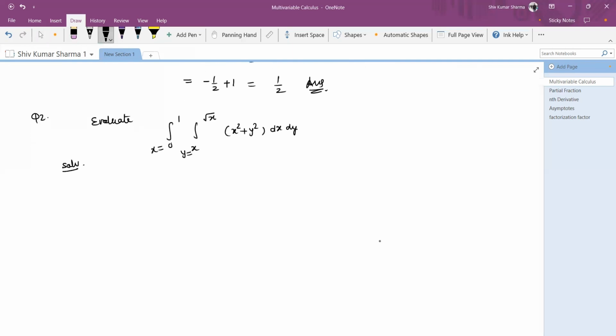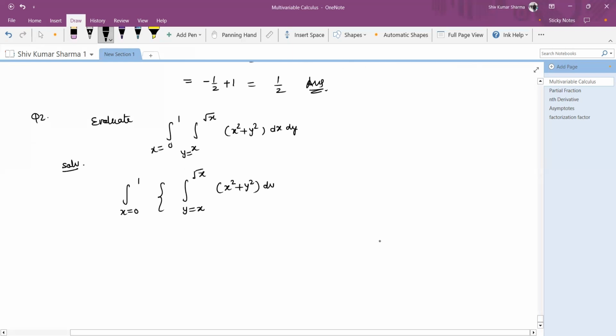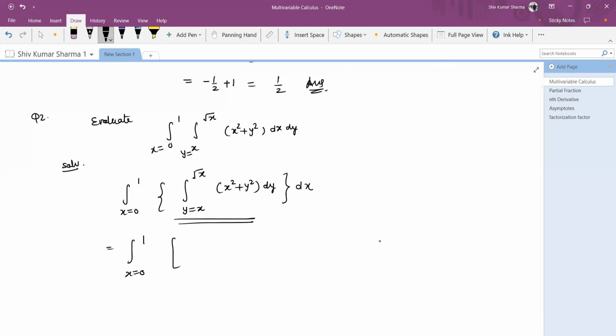Now, first we solve the variable limit. So we write x equal to 0 to 1, and first we solve the variable limit y equal to x to root x, x square plus y square, dy and dx. So first we solve this integral. When we integrate x square into dy, we treat x square as a constant, and the integration of dy is y. And the integration of y square dy is y cube upon 3. So we take the limit as x to root x into dx.